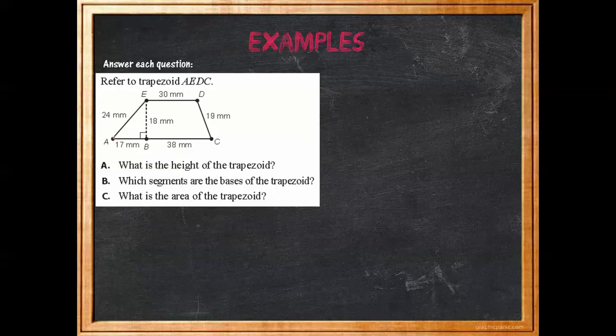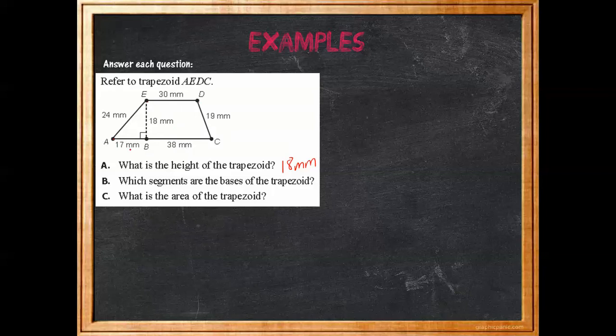Now we're going to refer to trapezoid AEDC right here. What is the height of the trapezoid? Remember the height is represented by the dotted line. So the height is 18 millimeters. What segments are the bases of the trapezoid? The bases are going to be AC and ED.